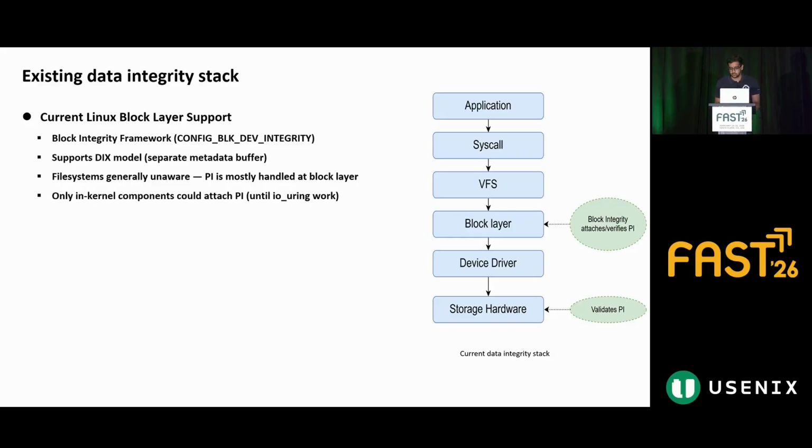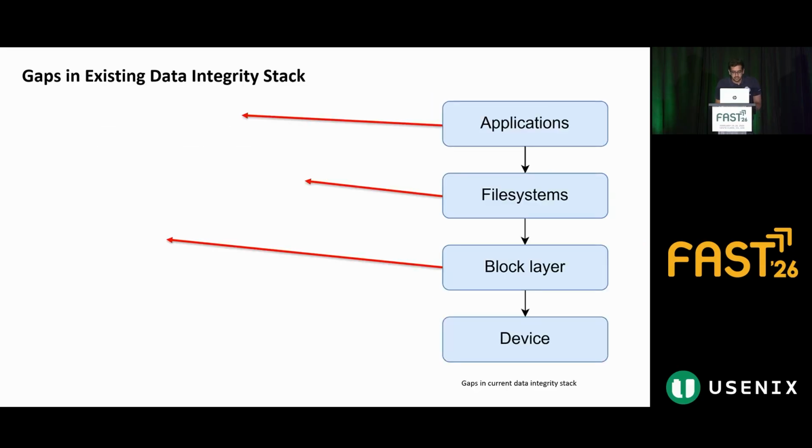So this is how the existing data integrity stack looks. The support is there in the block layer and it supports the DIX model. File systems are unaware that the underlying device has this capability, and most of the handling is done at the block layer level itself, and only in-kernel components have the ability to attach the PI.